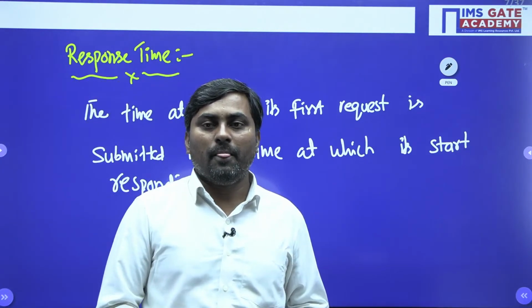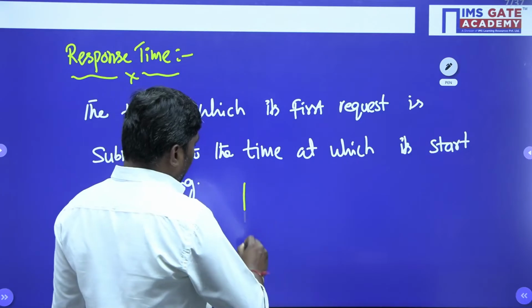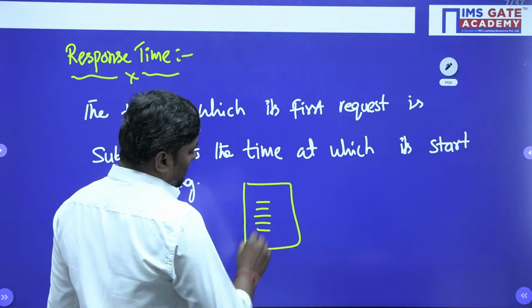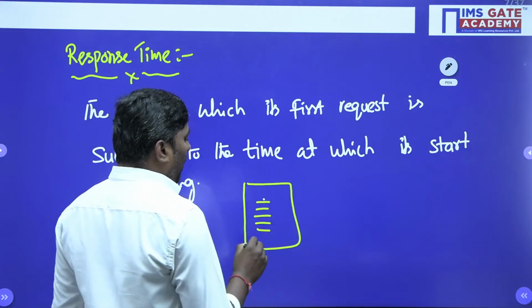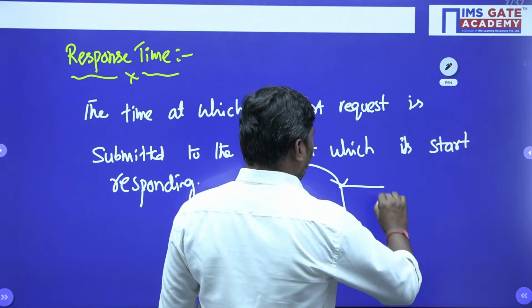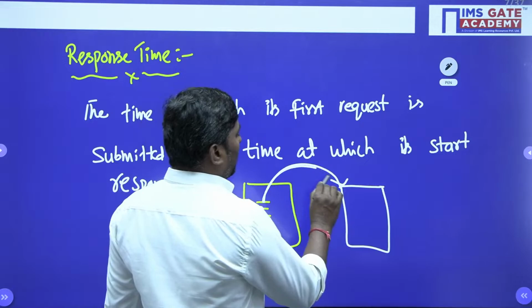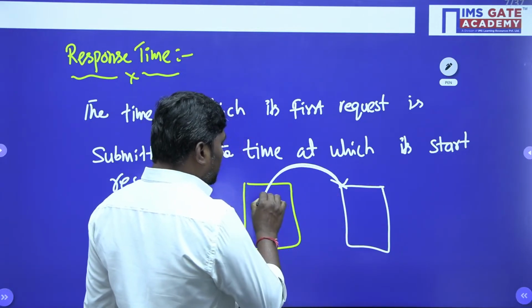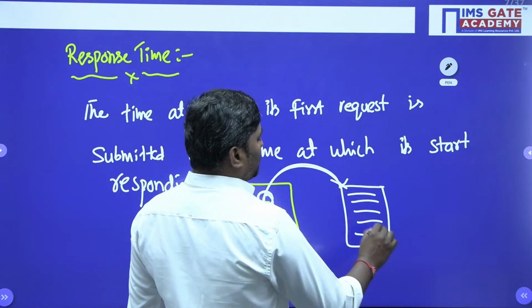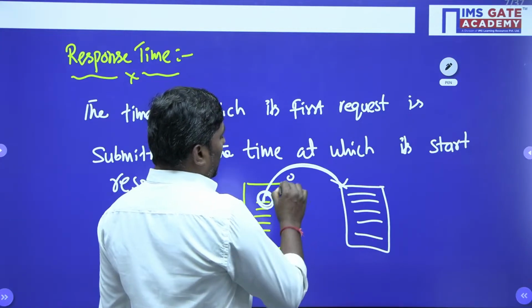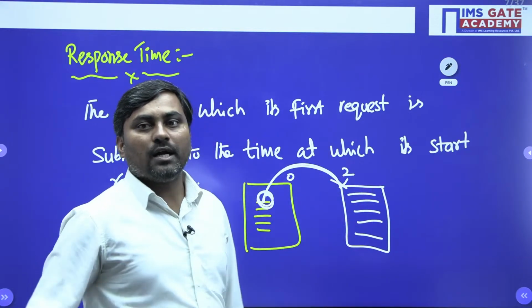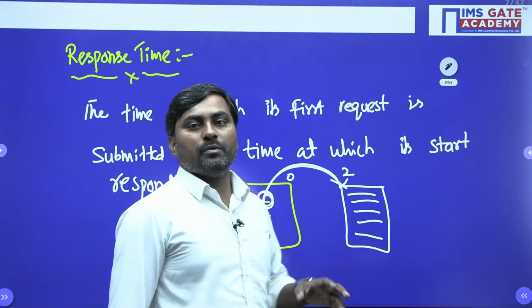Very simple. Suppose this is my browser, a web browser. In the web browser we have hyperlinks, right? The moment you click on this link, it starts opening the new page, or not? Yes or no? Now see, the time at which I submitted my request to the time at which it responded. Suppose at time 0 I clicked and at time 2 it responded. So 2 minus 0 will be the response time.